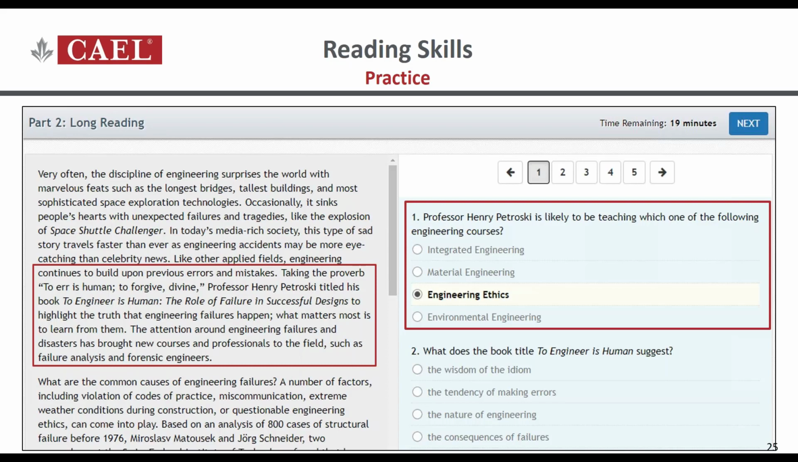The second half of the paragraph focuses more on Petrosky and tells us about his book. But none of this information tells us that choices 1, 2, or 4 could be correct, because it strongly implies that Petrosky is interested in ethics because he studies engineering failures and how we can learn from them. So well done for getting the right answer.